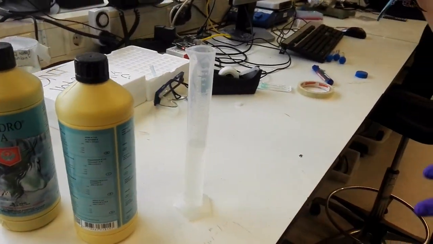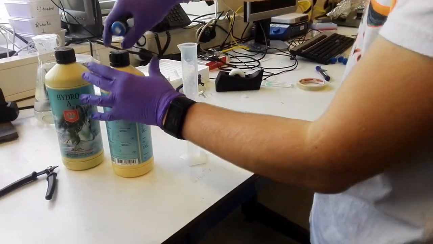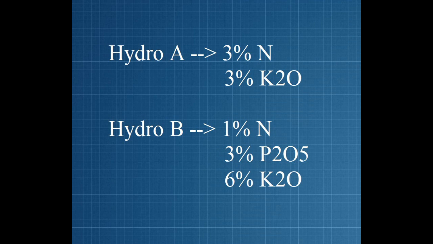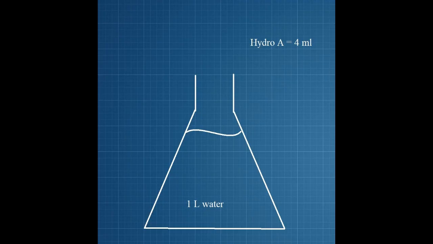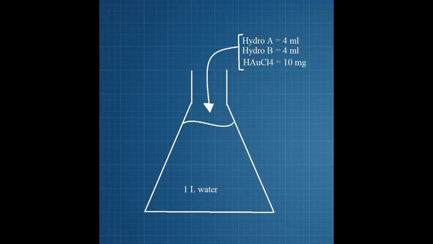In order to ensure that the plants can grow healthy, we used a two-part hydroponic nutrient solution, creatively named Hydro A and Hydro B. The nitrogen, phosphorus and potassium contents are as follows. We used the manufacturer's recommended amount of Hydro A and B per liter. We also added 10 mg of gold per liter.